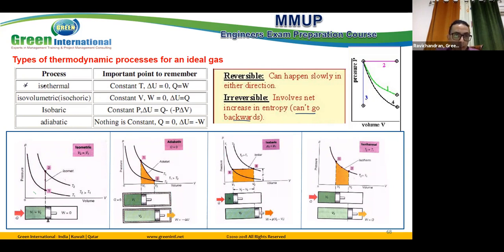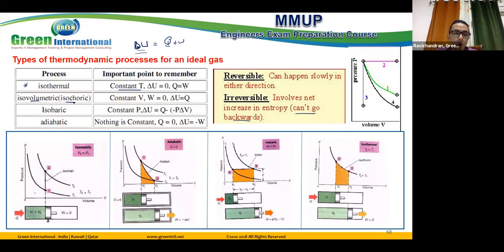Isothermal means constant temperature. When you apply the first law of thermodynamics, delta E, which means delta U, the change of internal energy, equals Q plus work. When temperature is constant, internal energy is a function of temperature only, so the change is 0. So Q is equal to work.